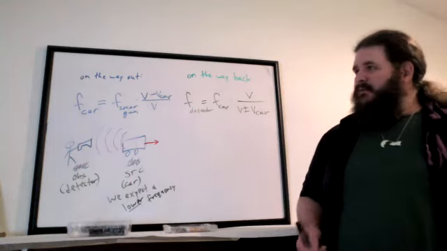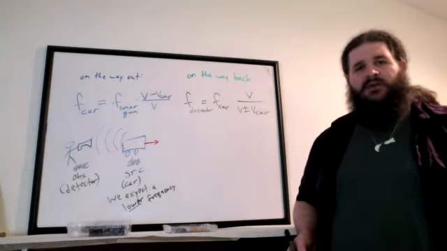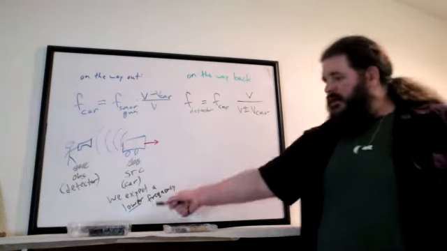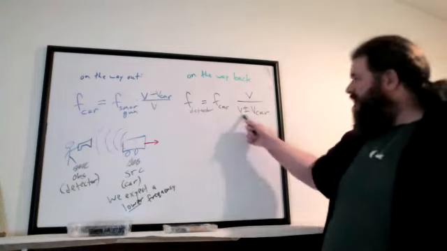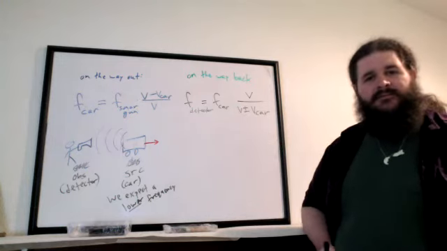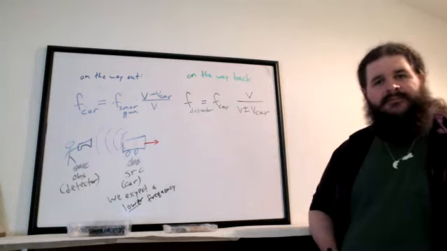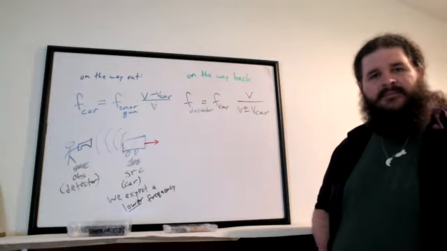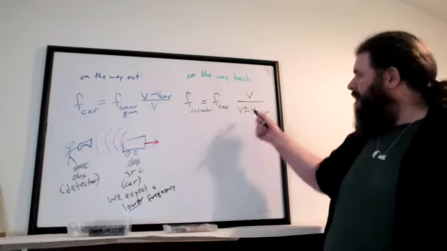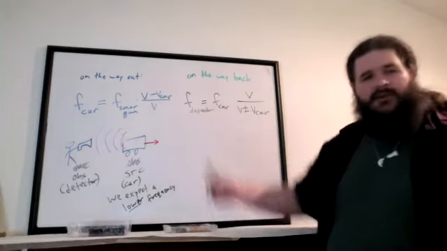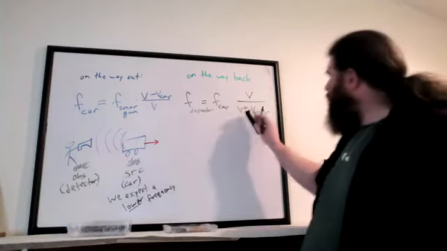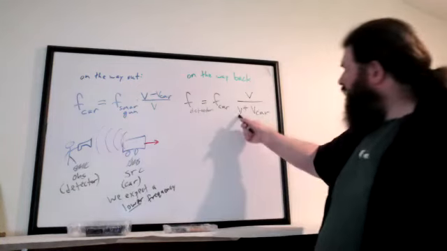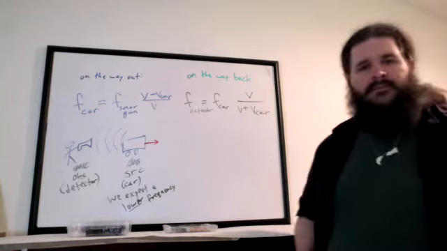So it's going to be less and less frequent. You're going to get fewer cycles per second received. We should expect a lower result. So should we expect the denominator to be large or small? We expect a bigger denominator. Yeah, a bigger denominator is going to lead to a smaller result, which is what we want. So we should be using plus here. Speed of sound plus speed of the car.